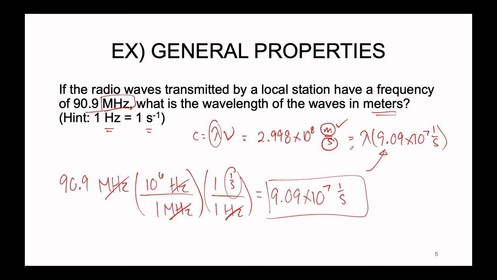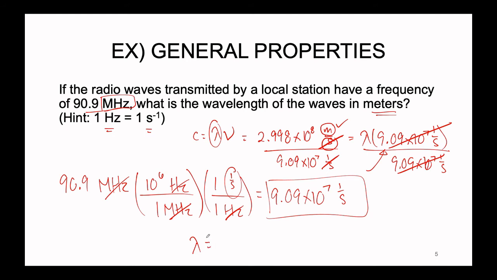All we have to do then is rearrange and solve for lambda. Since the units that we can see on the left and the right are all now playing together, there is the inverse second on our frequency, meaning that there should only be a meter present on the lambda. So let's divide each side by the 9.09 times 10 to the 7th inverse seconds. The inverse seconds cancel out, and the 9.09 times 10 to the 7th inverse seconds cancels out on the right side.